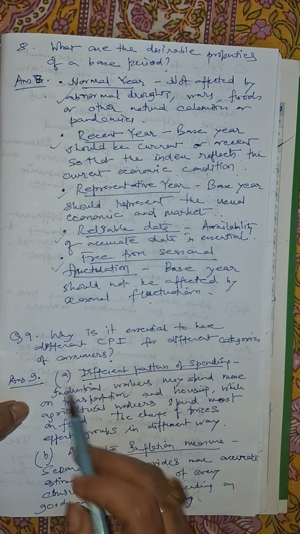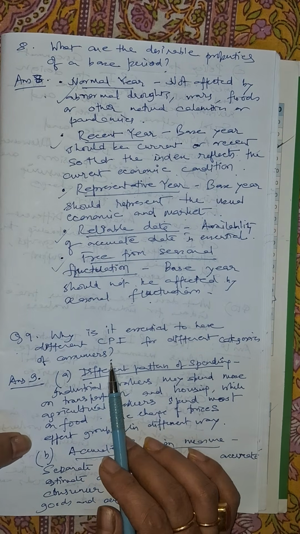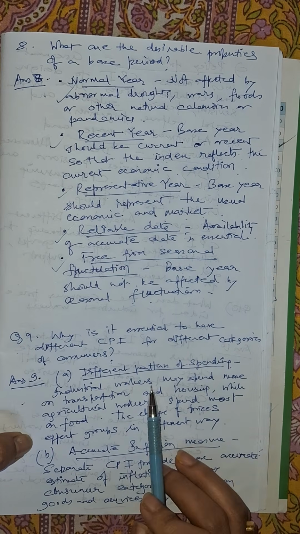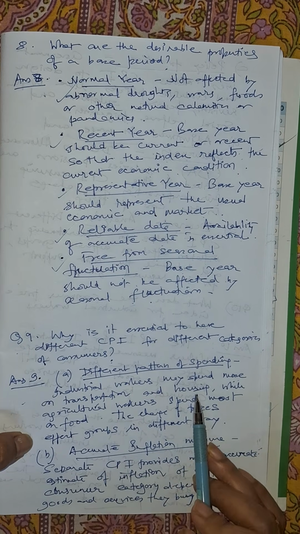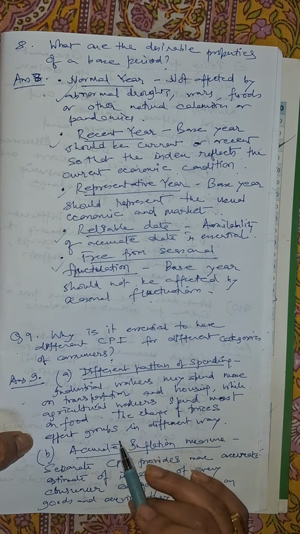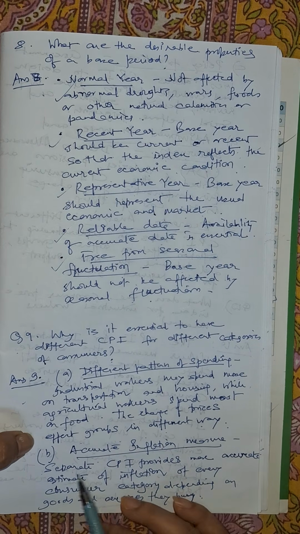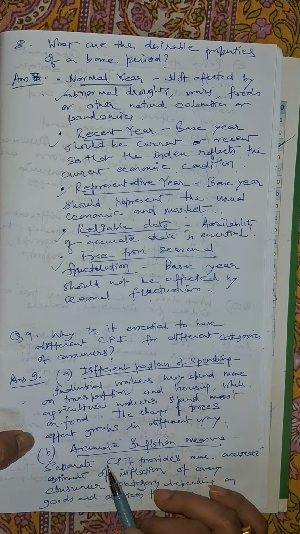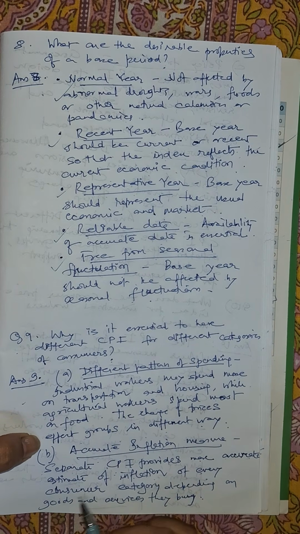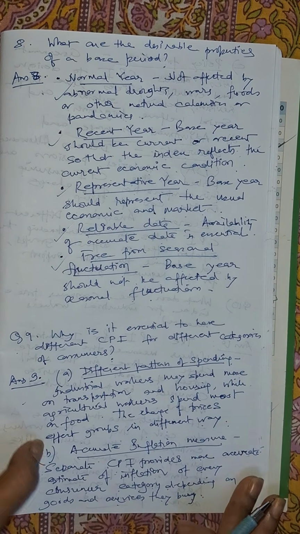Now we come to question number 9. Why is it essential to have different CPI for different categories of consumers? So the answer will be what? Different patterns of spending. Industrial workers may spend more on transportation and housing, while agricultural workers spend most on food. So the change of prices affects the groups in different ways. Next point is what? Accurate inflation measure. Separate CPI provides a more accurate estimate of inflation for every consumer category depending on the goods and services they buy.